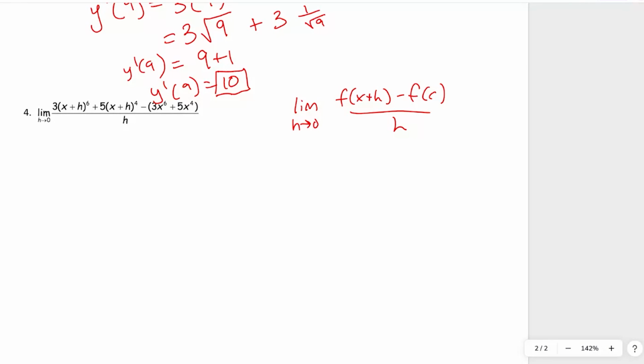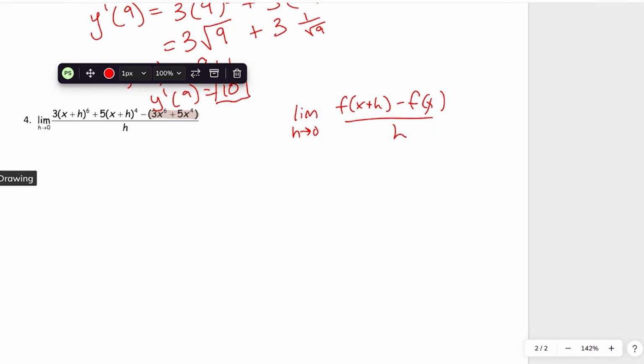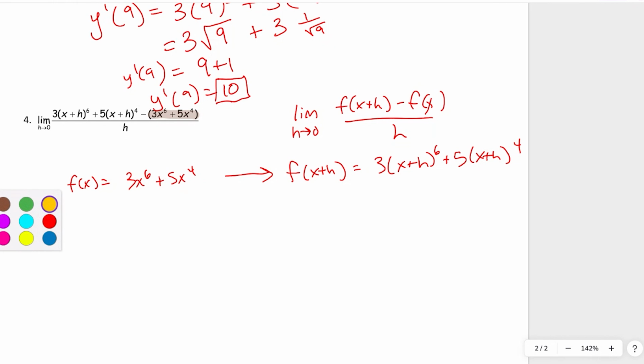And so what you're trying to figure out is, if I recognize that that's a limit definition, what function am I actually trying to differentiate here? Oh, f of c. Nope, that should be f of x. I don't know if I just didn't get that in there or what. But f of x here is going to be right here. Okay, so if f of x is 3x to the 6th plus 5x to the 4th, hopefully you can see how f of x plus h would be 3 times x plus h to the 6th plus 5 times x plus h to the 4th, which is what we see right here.